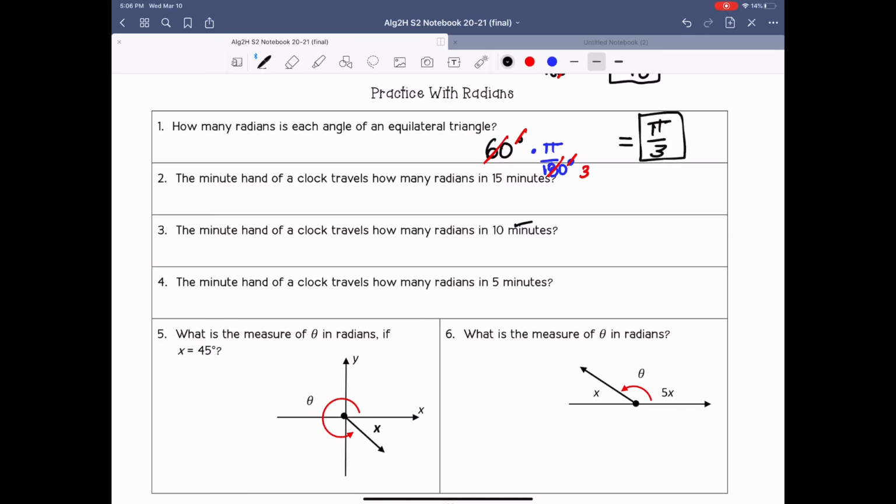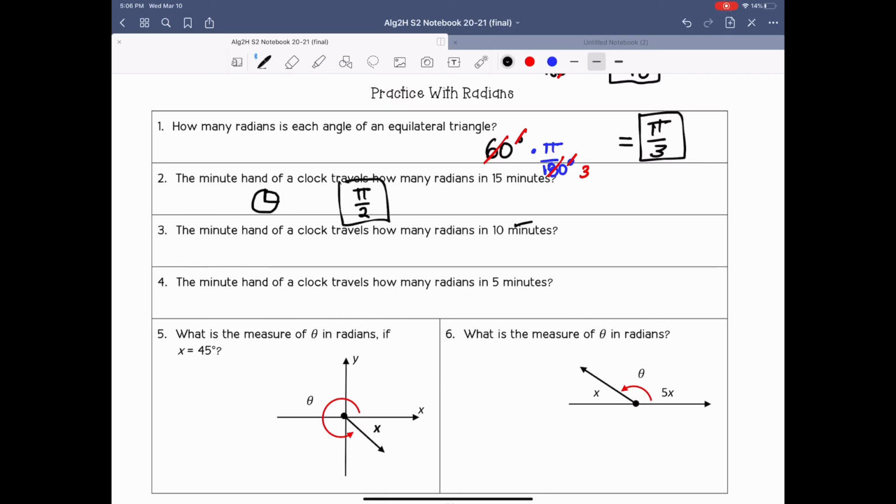All right, number 2, the minute hand of a clock travels how many radians in 15 minutes? Let's go ahead and draw a visual here. If I've got a clock, I know that if my minute hand starts up here and I travel 15 minutes, that's going to be a quarter of my clock right there. And we know that a full circle is 2 pi radians, so a quarter of a circle is going to be 2 pi divided by 4, which is pi over 2. So 15 minutes is pi over 2 radians.